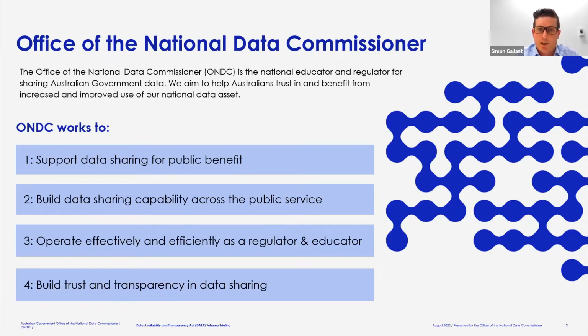We're also here to help build data sharing capability across the public service. We know that data sharing is something that happens well in pockets across the APS, but is not necessarily something that can be expected to be good in all parts of all agencies, and ONDC has a role in improving that. Obviously, ONDC is here to be an effective and efficient regulator and educator. We need this scheme to work well for a variety of purposes, all of which are benefiting the public, and we need to make sure that we're doing that in the most effective and efficient way that is possible.